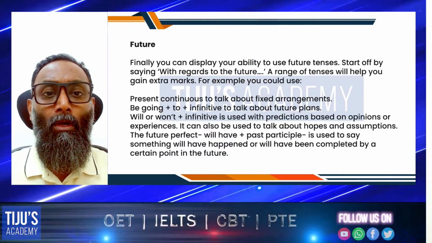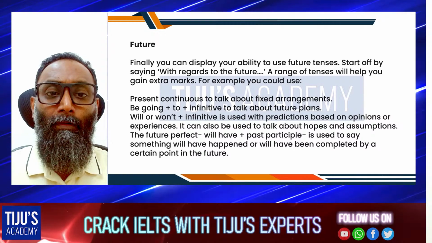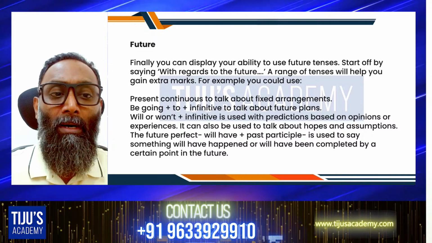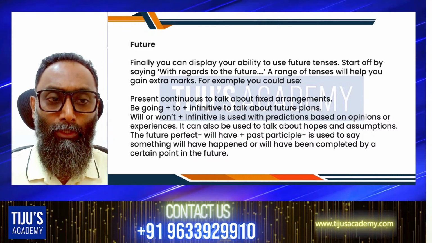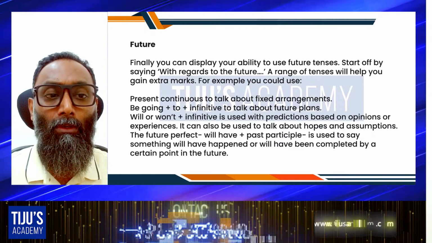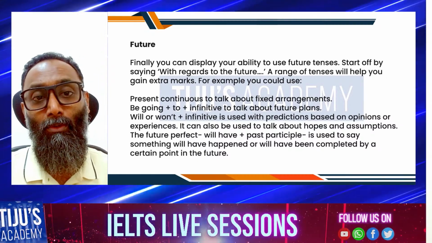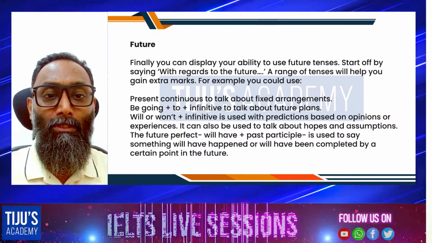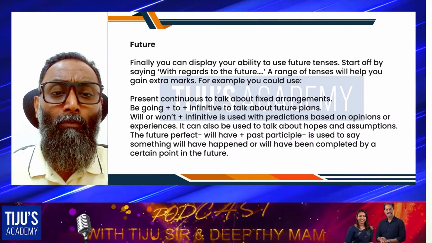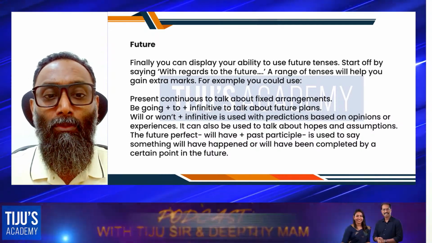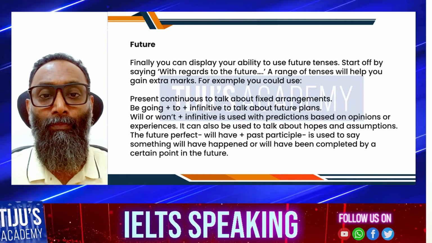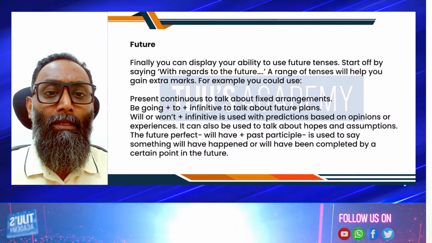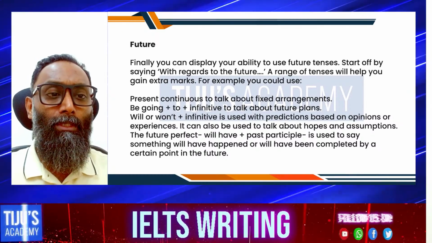Okay. Now we move on to the future. Finally, you can display your ability to use future tenses. So as I mentioned, past, present, now you're moving over to the future. So make sure you are good in your grammar as well, because grammar also plays an important role there. Grammar is 25% of the score. So when your grammar, your pronunciation and your vocabulary work together, your fluency also goes up, so you get a good score. So let's look at the future. What is the future? Finally, you can display your ability to use future tenses.